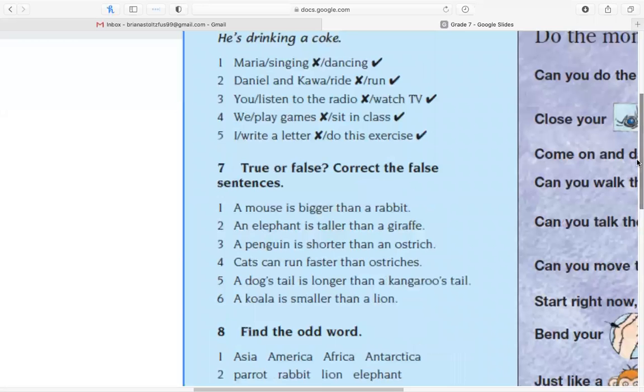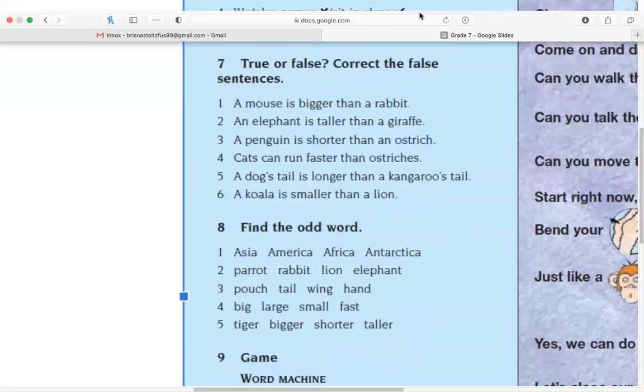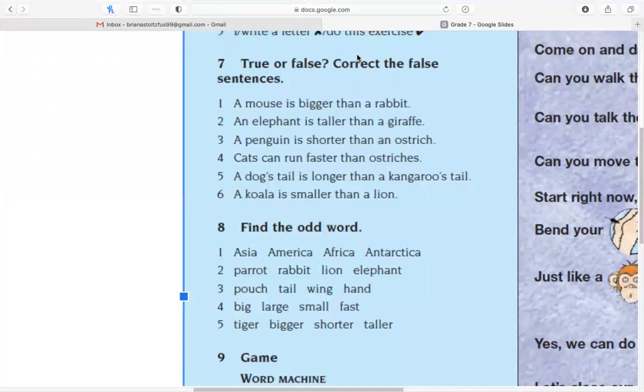Great job. Let's answer these sentences. Are they true or are they false? Number 1, a mouse is bigger than a rabbit. Is this true or false? This is false. A mouse is smaller than a rabbit. Number 2, an elephant is taller than a giraffe. True or false? An elephant is not taller than a giraffe, so this is false.